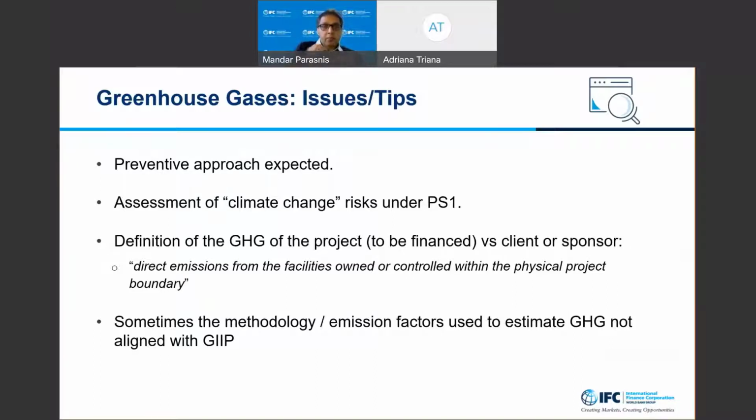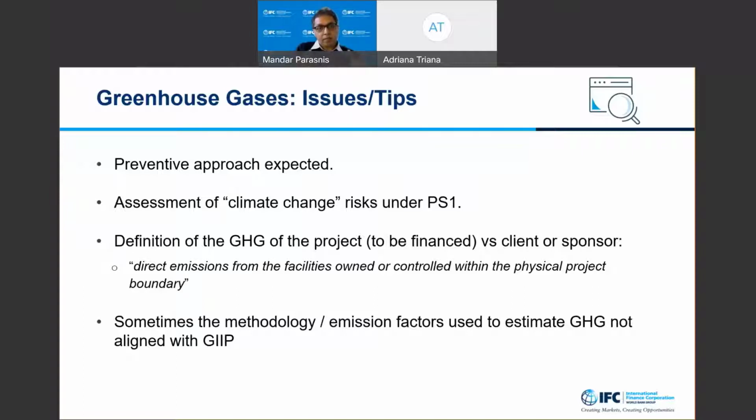So as I mentioned earlier, the preventive approach is expected. It's not only monitoring, but going forward, you have to try to prevent GHG emissions to the extent possible. We have to assess these climate change risks under PS1. Now, one of the issues that we have seen is how do we define GHG coming from the project? And how do we define the Scope 1 and Scope 2 emissions to be calculated as a project?